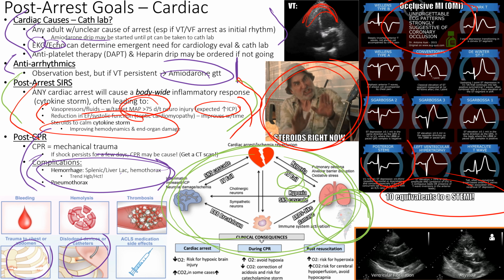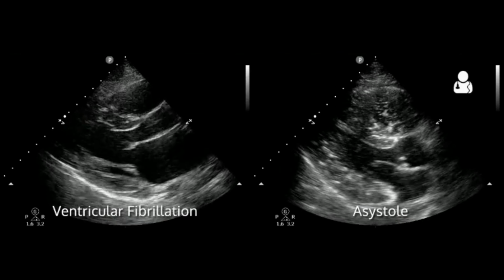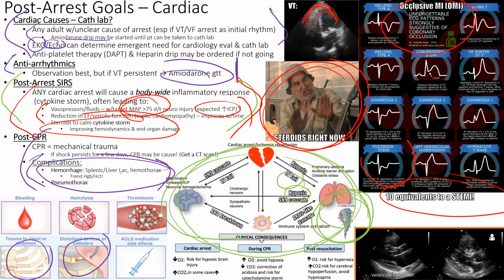Okay, so you can see the difference here between VFib and asystole. You can see the VFib on the left there, it's just not moving any blood. And asystole is not moving at all. And getting those little echoes during the arrest and also post-arrest is really helpful to figure out what the H's and T's are. We can find a tamponade of some sort, or we can find that they have pericarditis with a tamponade.